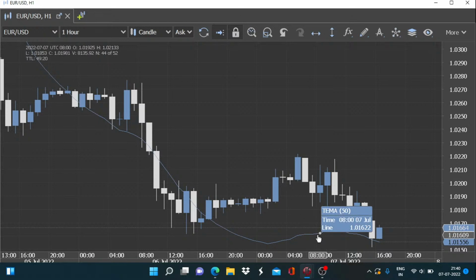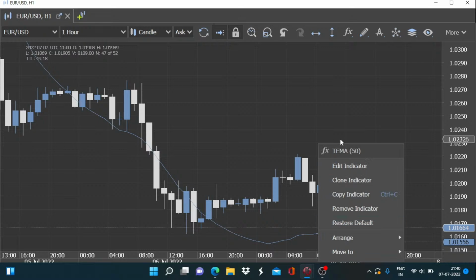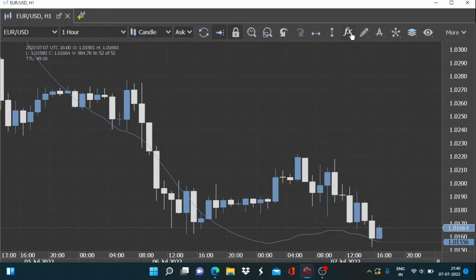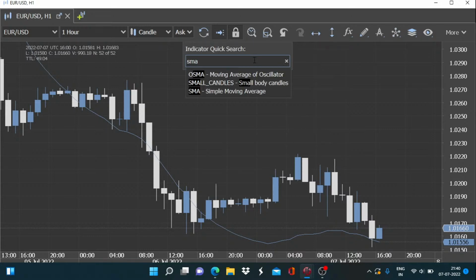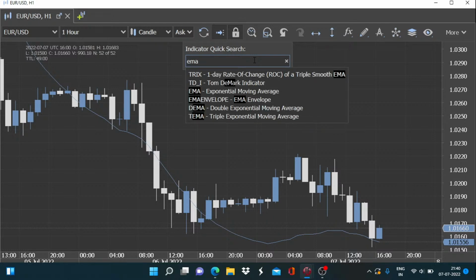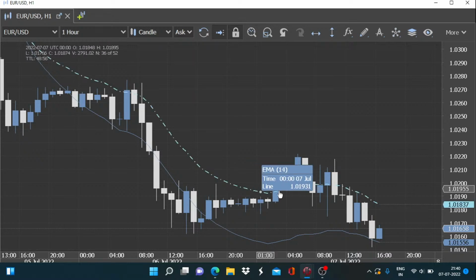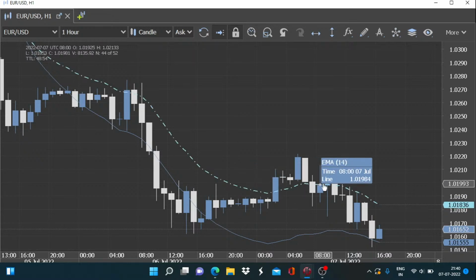Now, if we have to go for a crossover combination, or even we can take the EMA of another indicator. So for that, I will add one more indicator. Let's say take the case of EMA, simple EMA, as we are looking at the EMA of the EMA of the EMA. So I will add EMA of 30.